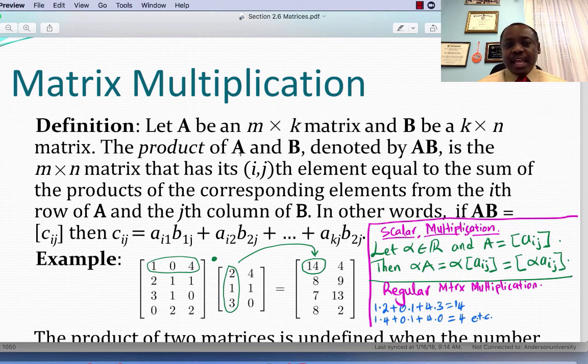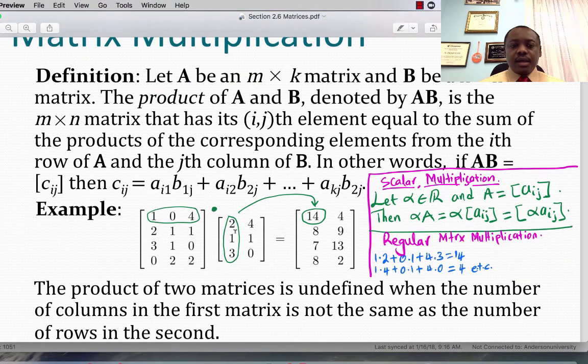So when you put A and B together, you have to make sure that your number of columns here is the same as your number of rows. And secondly, when you're done, your result is going to be M by N. Okay, so here's how it works. I'm going to use this example. Can we find the product of A and B? Is it even feasible? Can this multiplication work?